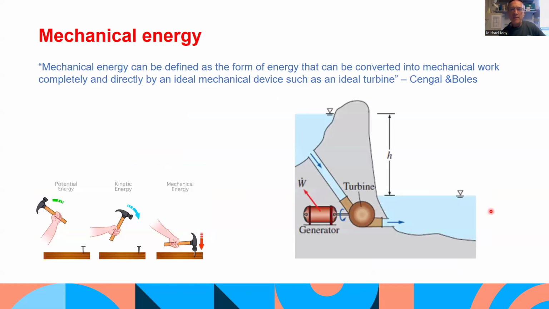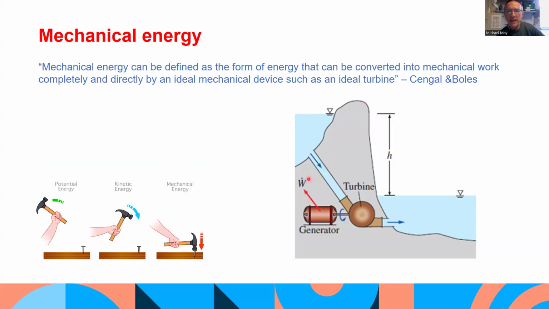So this example here is used in the book to define mechanical energy. So let me just explain and put it into context. Mechanical energy can be defined as the form of energy that can be converted into mechanical work completely and directly by an ideal mechanical device, such as an ideal turbine.